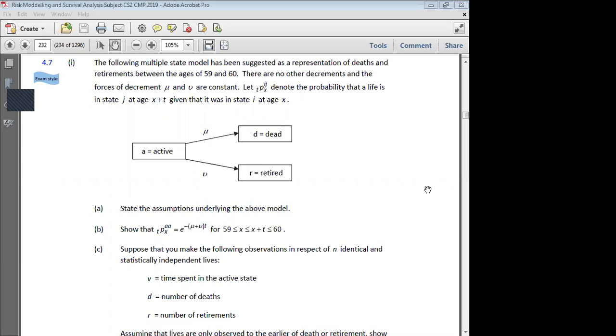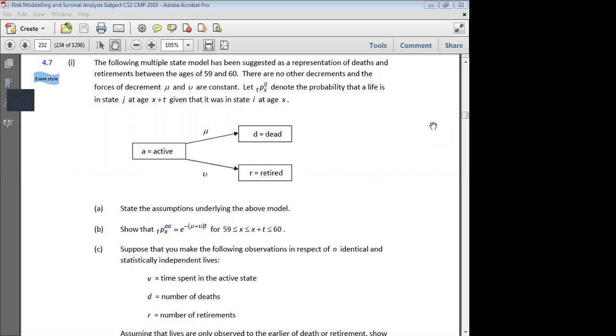So Savri, can you read the question? Can you read this first paragraph for us? Yes, ma'am. The following multi-state model has been suggested as a representation of death and retirement between the ages of 59 and 60. There are no other decrements, and the forces of decrement mu and nu are constant. Let p denote the probability that a life is in state J at age x plus t, given that it was in state I at age x.